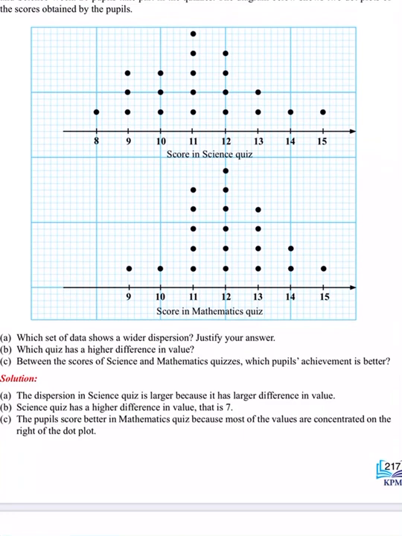Between the scores, which pupil's achievement is better? We can say that they scored better in mathematics because most of the values are concentrated on the right of the dot plot. On the right of the dot plot, the marks are higher. More students are concentrated on the higher marks.